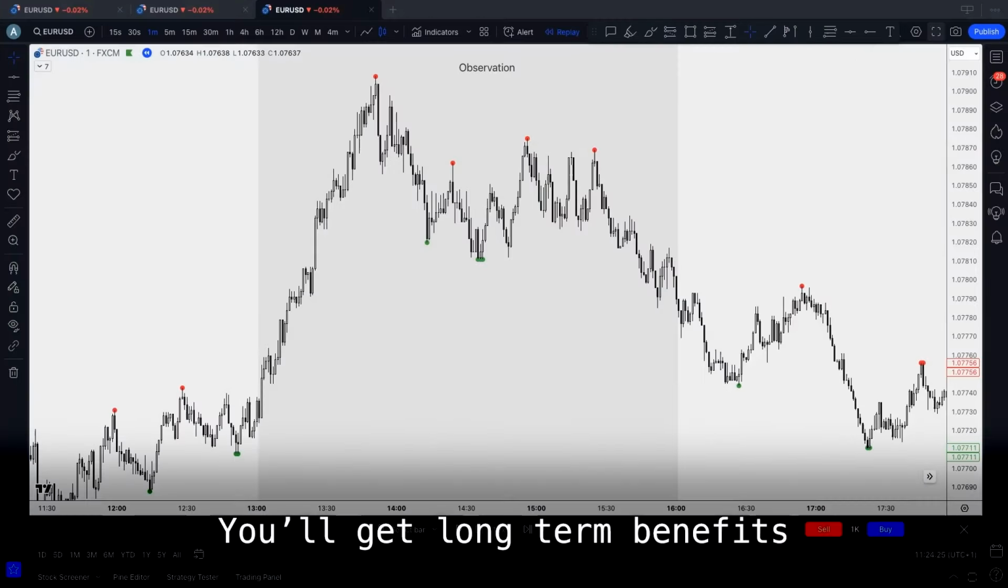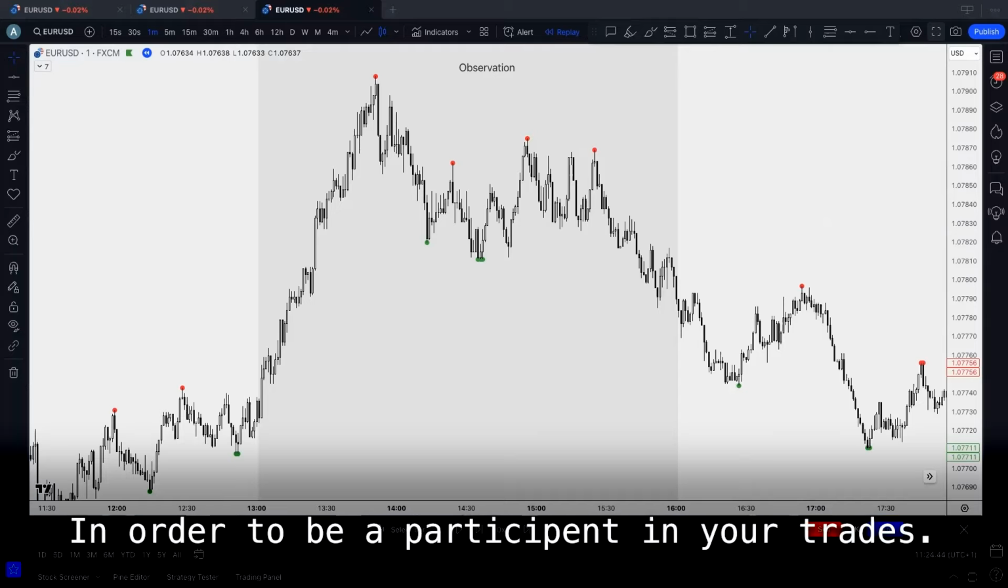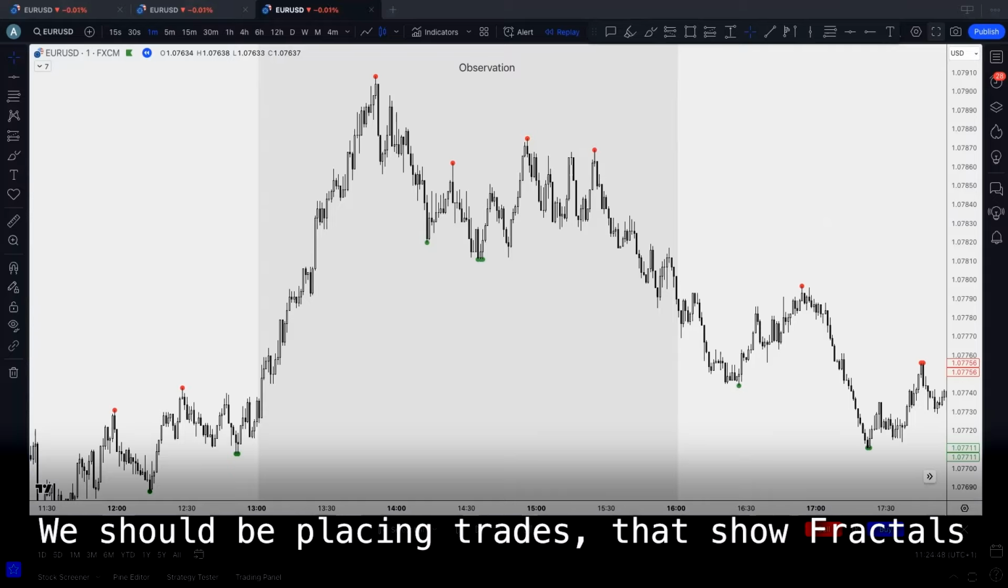You will gain long-term benefits if you're using this indicator daily. It's going to give you those entry confirmations that you need in order to be a participant in your trades. We should be placing trades that show fractals.